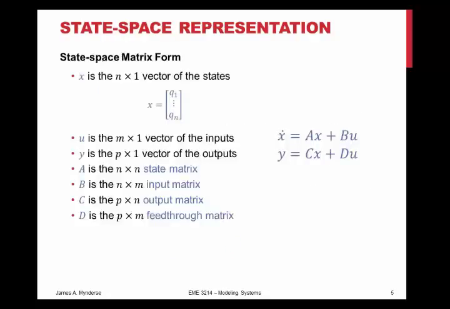So here it is to summarize that. We've got u as our vector of inputs, y as our vector of outputs. A is what we call the state matrix. Notice that it converts from the current state to the derivative of the state. B is our input matrix. It takes the input and converts it to the derivative of the state. C is the output matrix, and D is the feed-through matrix.